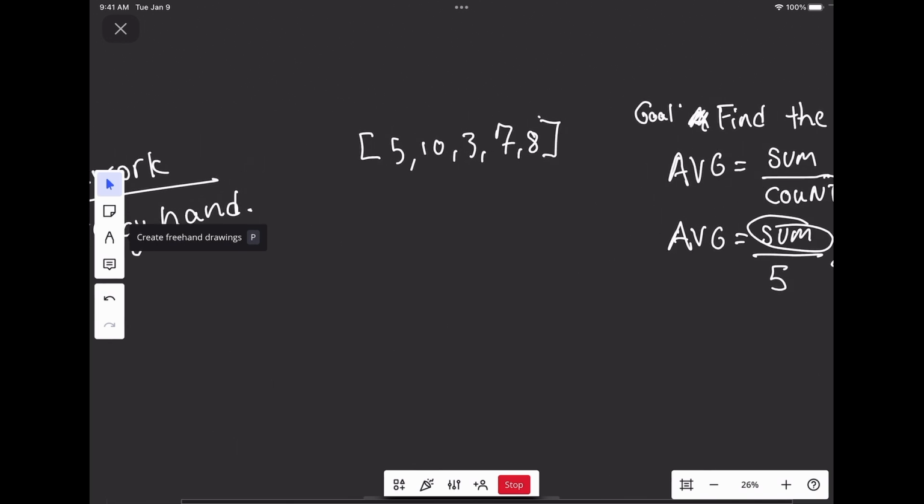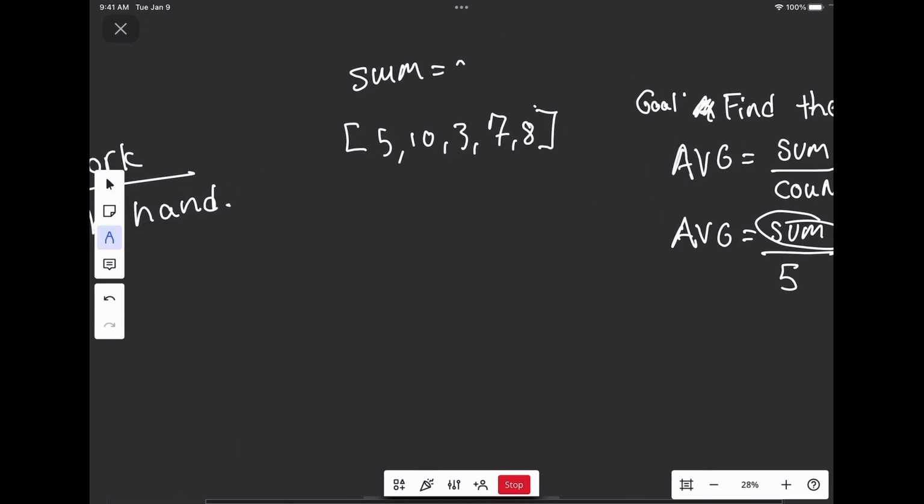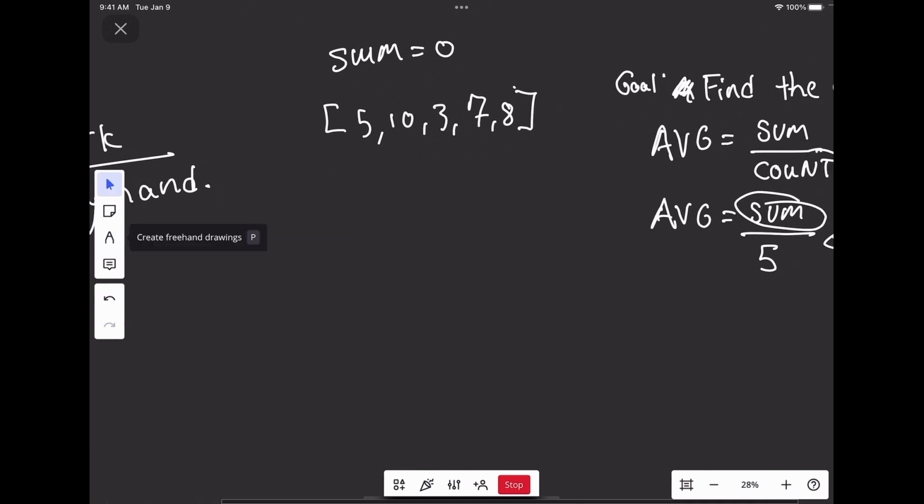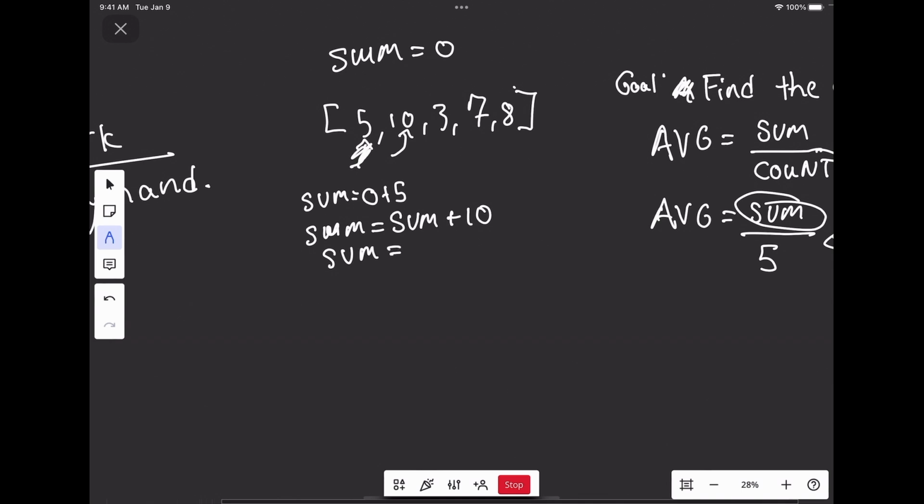Okay, so let's just see how I would do this by hand. Before I even look at this list, I know my sum is 0. What I do is look at the first index and I see, okay, that's 5. So I do 0 plus 5, and that's my new sum. Then I go and look at the very next index and I see 10. So I know sum is now equal to what the sum used to be, which was 5, plus 10. So my sum is now 15. Then I do that again, go to the very next one. I see 3, so I know I need to do 15 plus 3, and that's my new sum. So now I got 18.